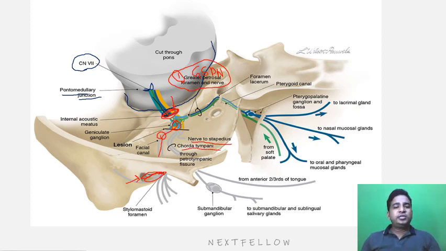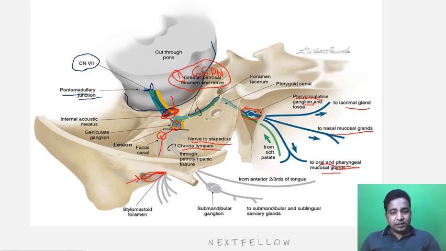Now, let's look at the GSPN. How does it course? It goes ahead, enters at the level of the foramen lacerum, then it makes a relay in the pterygopalatine ganglion. You can see this is a ganglion known as the pterygopalatine ganglion. So the GSPN just relays in the pterygopalatine ganglion, and from there it supplies the lacrimal gland, nasal mucosal glands, and oral and pharyngeal mucosal glands.